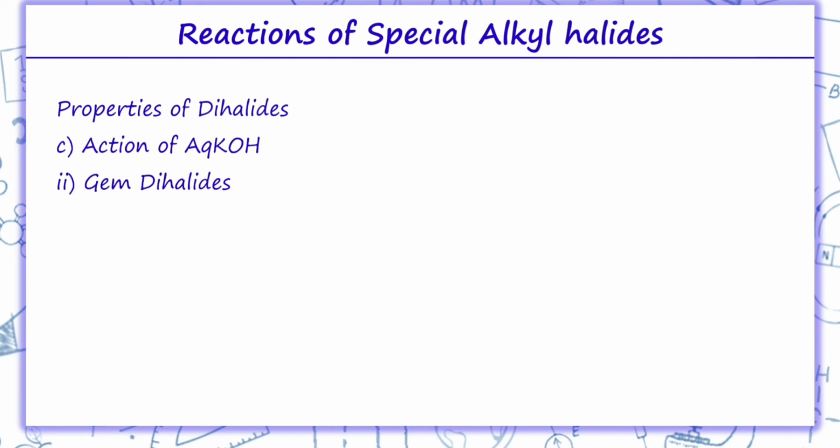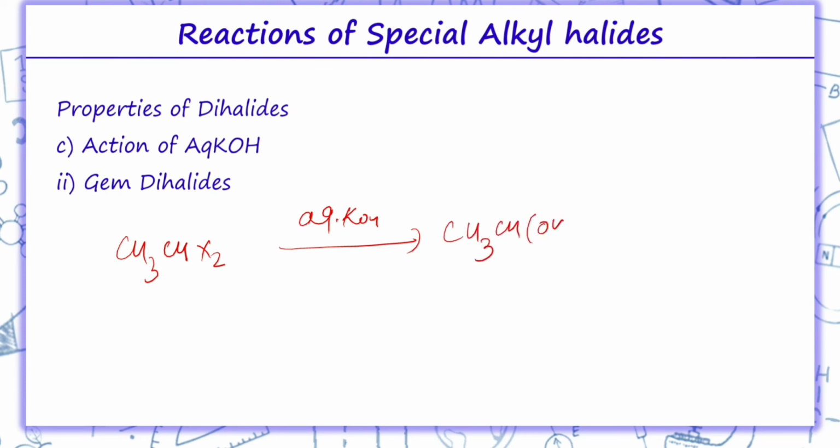Now gem dihalides with aqueous KOH. So when gem dihalides, we have CH3CHX2, when it reacts with aqueous KOH, over here both the X halogen atoms will be replaced by hydroxide group, OH twice. OH twice on one carbon is unstable, so there will be removal of water. Thus we will get CH3CHO.